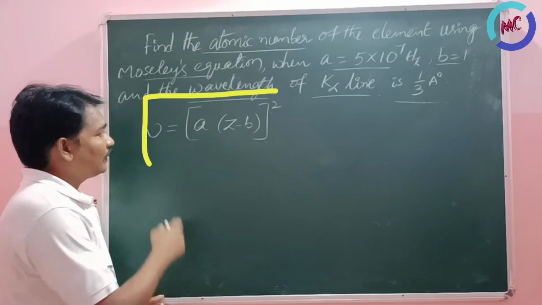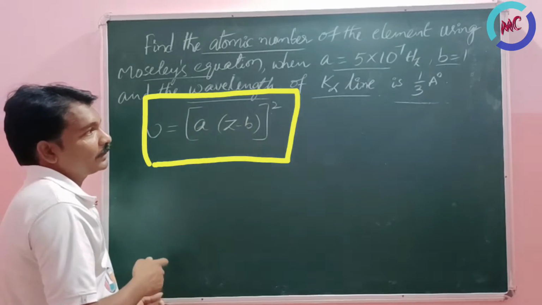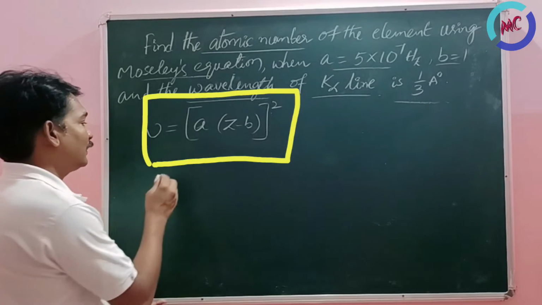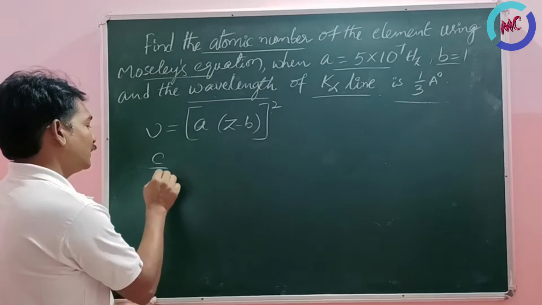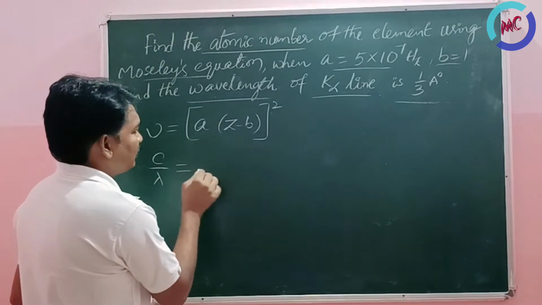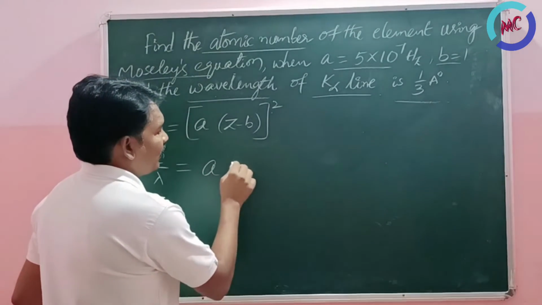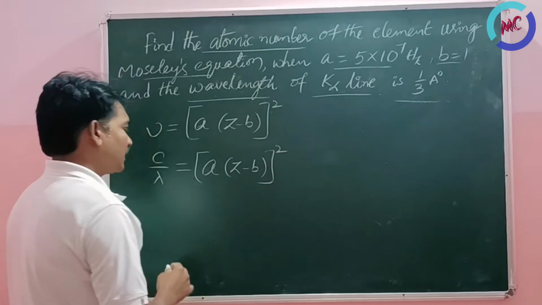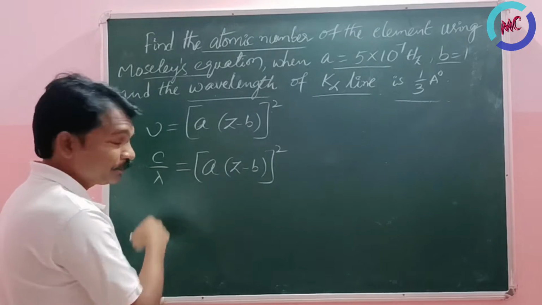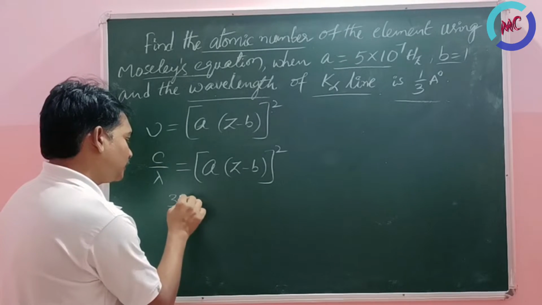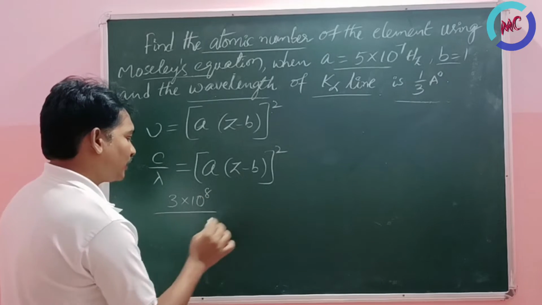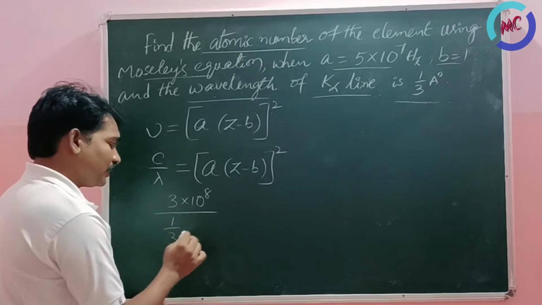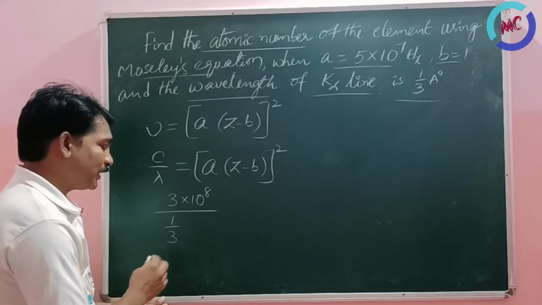In the given calculation, instead of frequency, they gave wavelength. What is the relation between frequency and wavelength? Frequency is equal to C by lambda, and that is equal to A times (Z minus B) whole square. Let us substitute the values. C is 3 into 10 to the power of 8 meters per second, and the given wavelength is 1 by 3 angstrom. 1 angstrom is equal to 10 to the power of minus 10 meters.